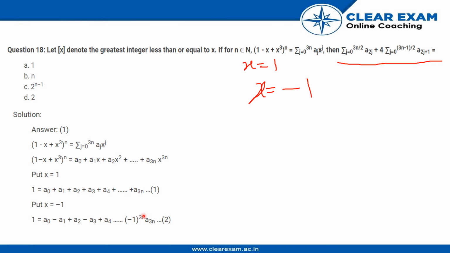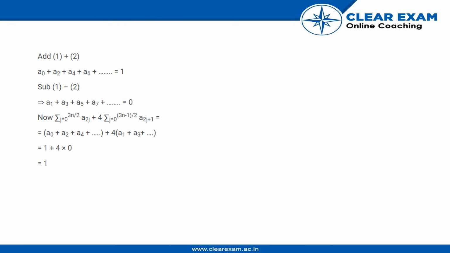Now we need to decide what n we have to put, and for that we need to find what n we have to have there. So let us do that. We know we want the even and the odd terms separated. So what we can do is add these two equations so that the odd terms get cancelled, because they have opposite signs, and we can subtract these two equations so that the odd terms remain and the even terms get cancelled. Once we add them, we have the even terms equal to 1, and once we subtract, we have the odd terms equal to 0.